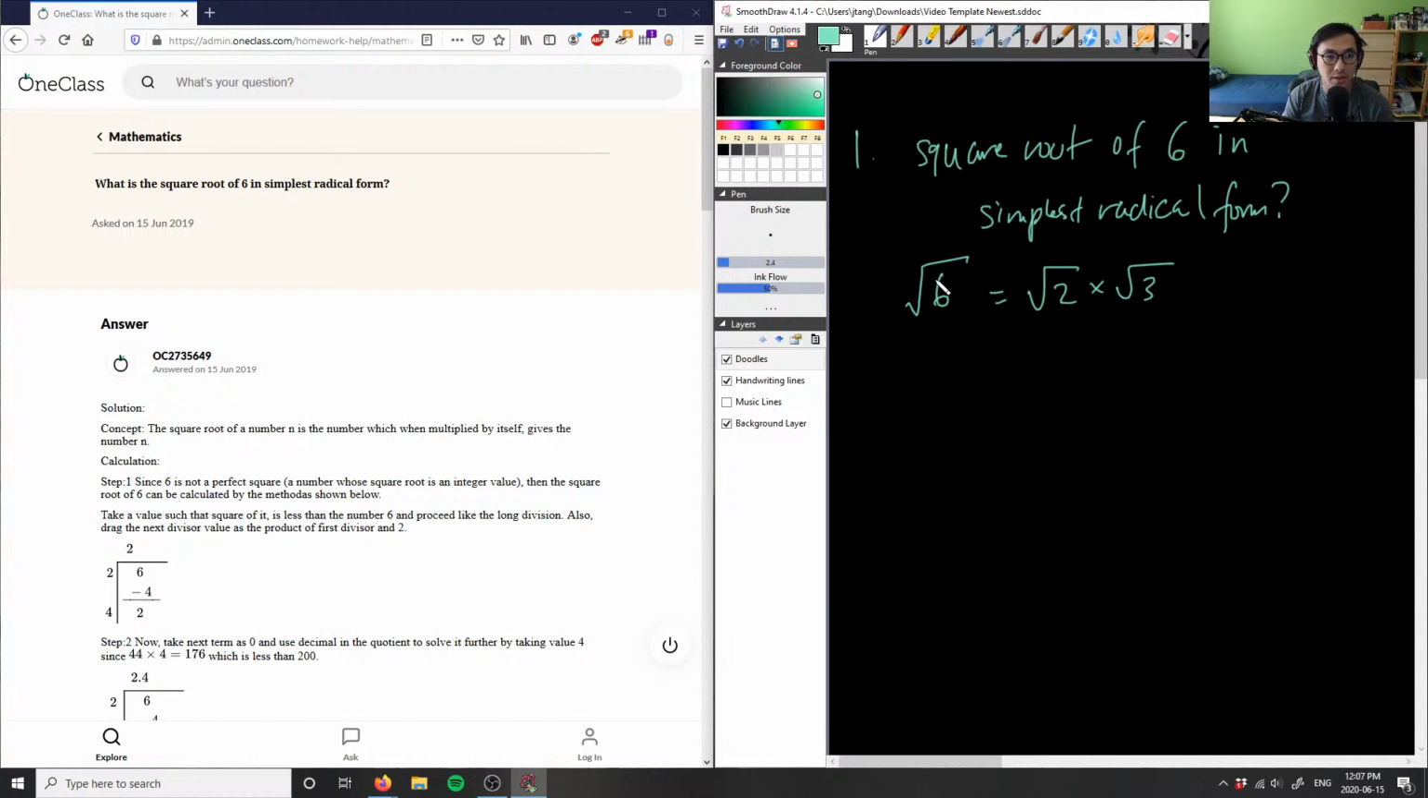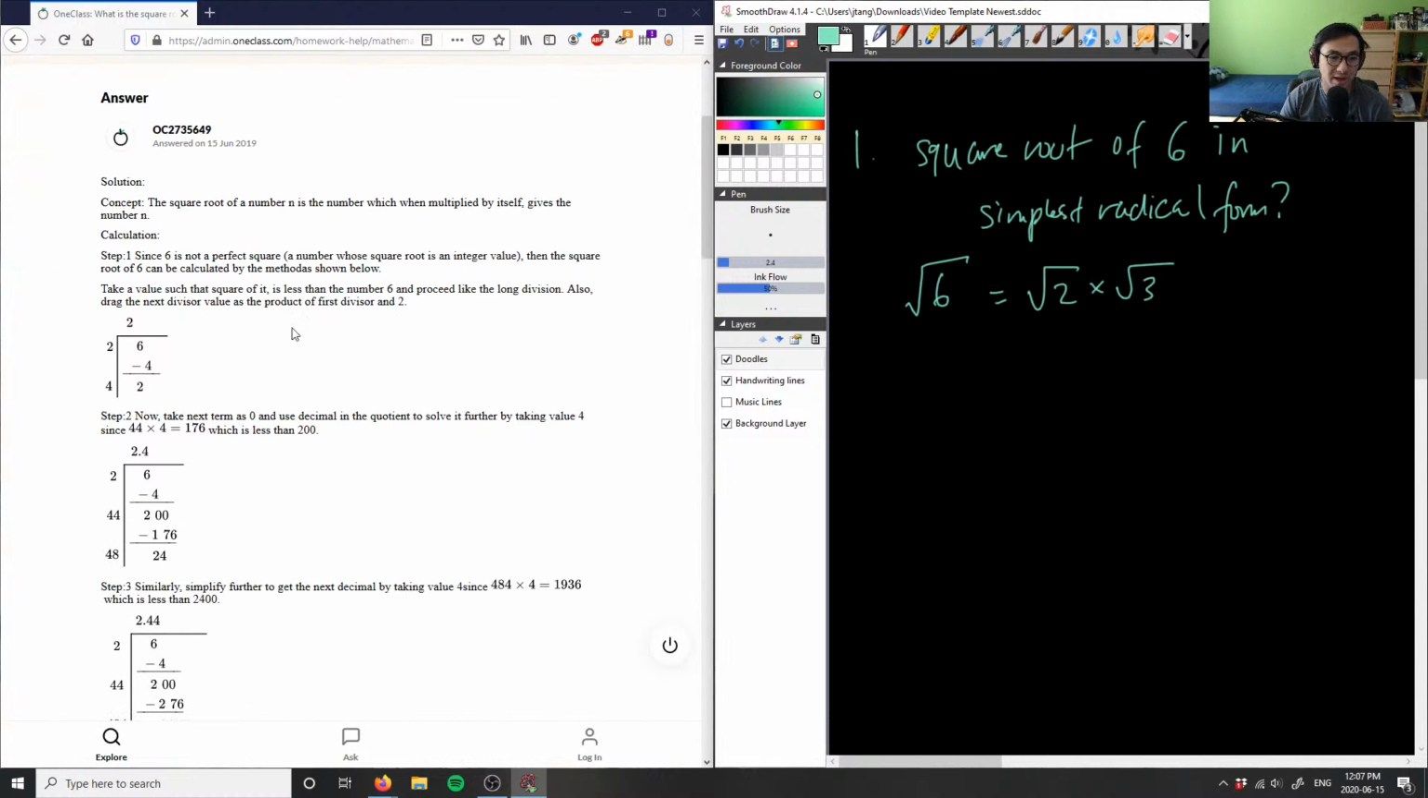However, in this solution, what they did was they found the approximate value of what root 6 is. So let's take a look at the solution here. We want to find an approximate value for the square root of 6. It's going to end up being a decimal because root 6 is not a perfect square. So we're going to use a long division kind of method here.